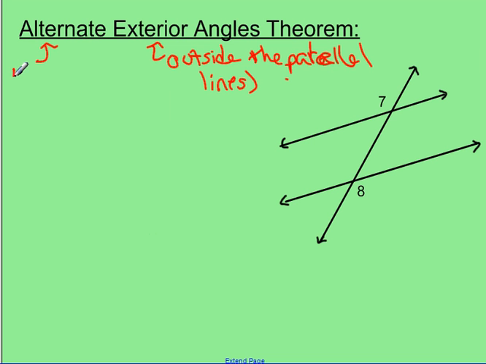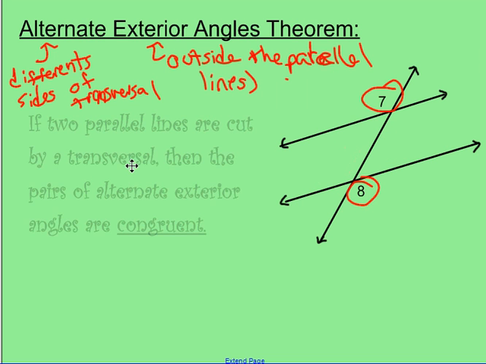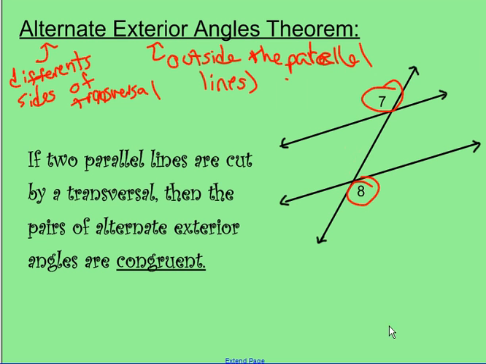Alternate means on different sides, remember this from before, different sides of the transversal. So if we look at angles 7 and 8, make sure you're writing these notes down, guys. These are really important. They are on different sides of the transversal. Our transversal is the line that crosses the parallel lines, and they are on the outside sections of the parallel lines, not in the middle. All right, so our theorem for this is: if two parallel lines are cut by a transversal, then the pairs of alternate exterior angles are congruent.